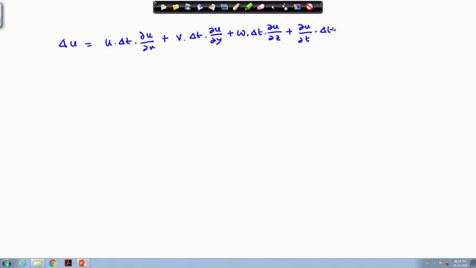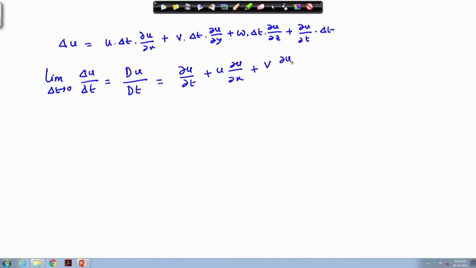So, all you are required to do now is to divide both sides by delta t and take a limit for delta t tending to 0, and this is nothing but your substantial derivative or the material derivative, which gives you del u del t plus u del u del x plus v del u del y plus w del u del z.